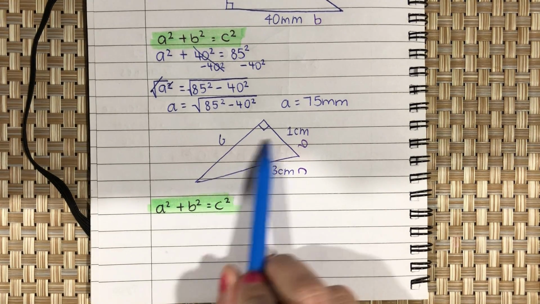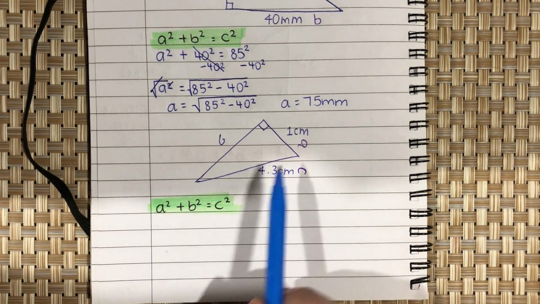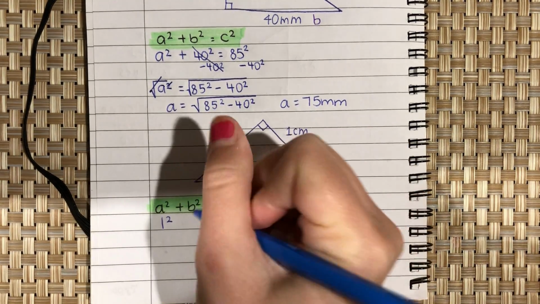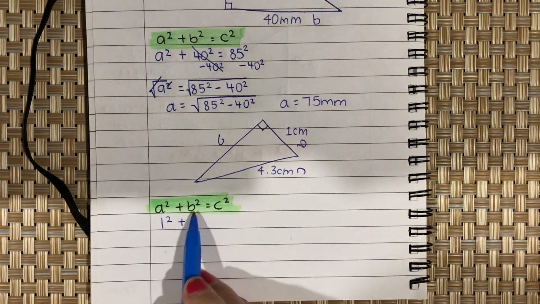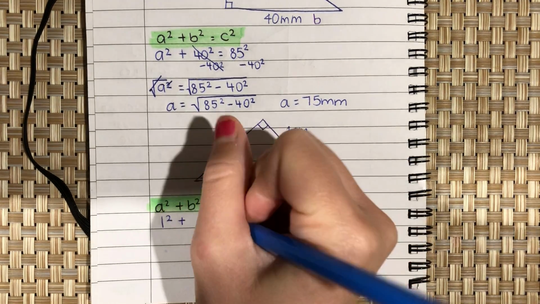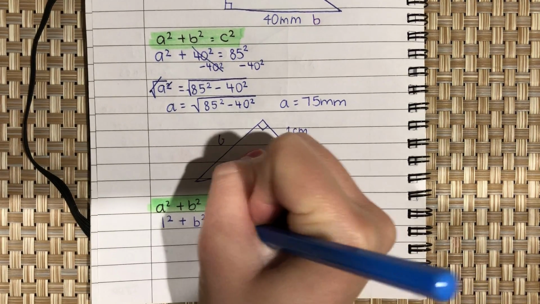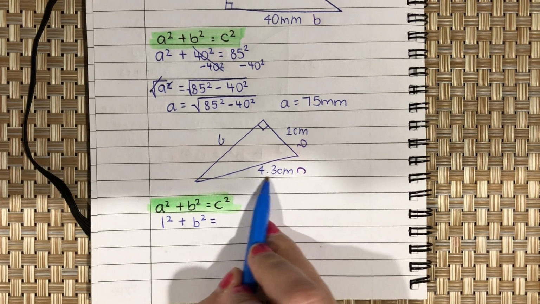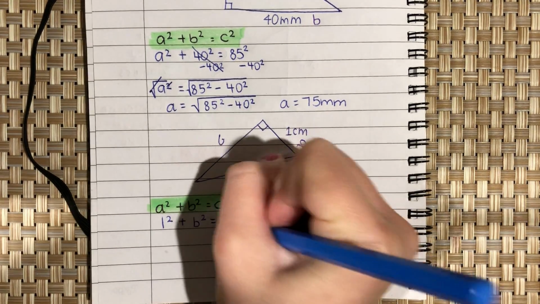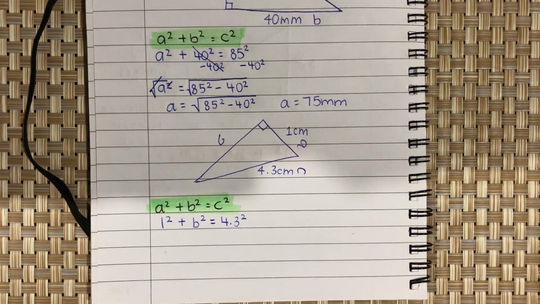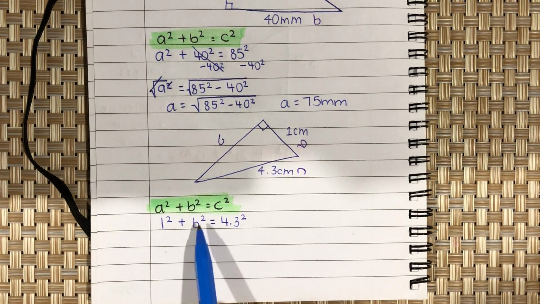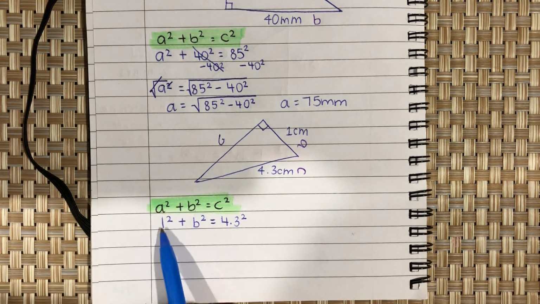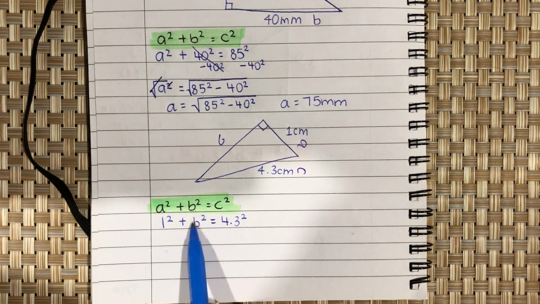Let's substitute in our numbers. Do we have an A? Yes, our A is 1, so 1 squared. Plus, do we have a B? No, so the B stays the same. Equals C squared. Do we have a C? Yes, it's 4.3, so 4.3 squared. Now we need the B to stay on this side of the equal sign, so we need to move this 1 squared over to leave this here by itself.